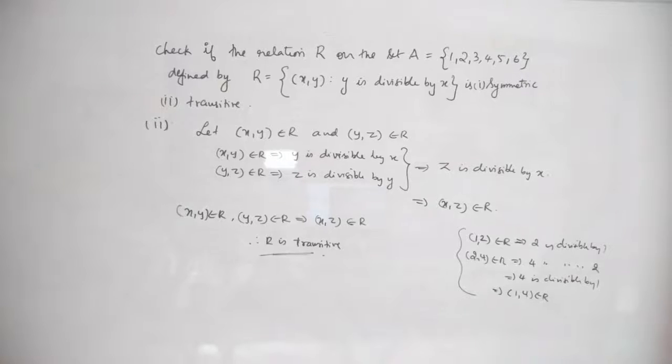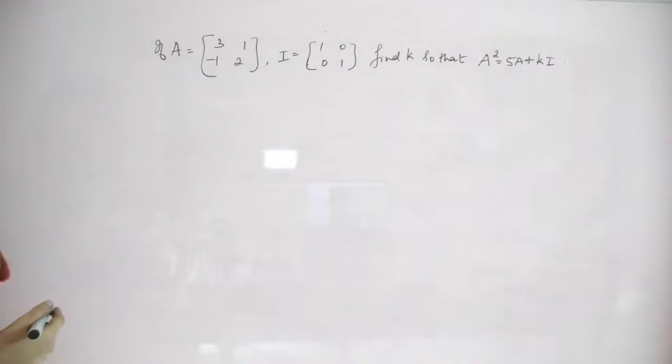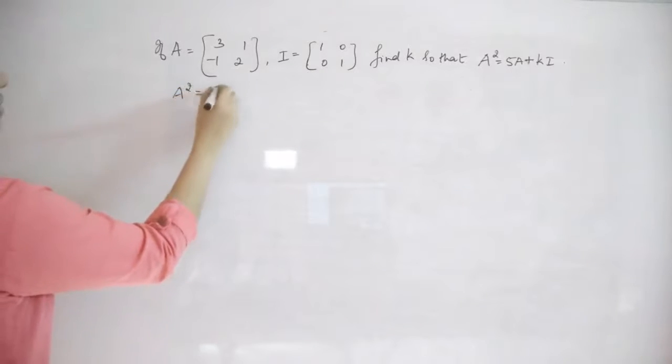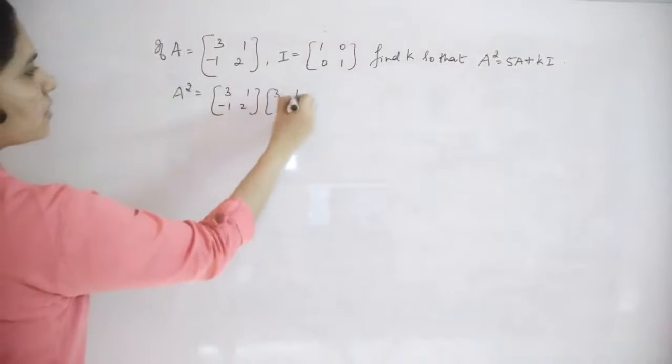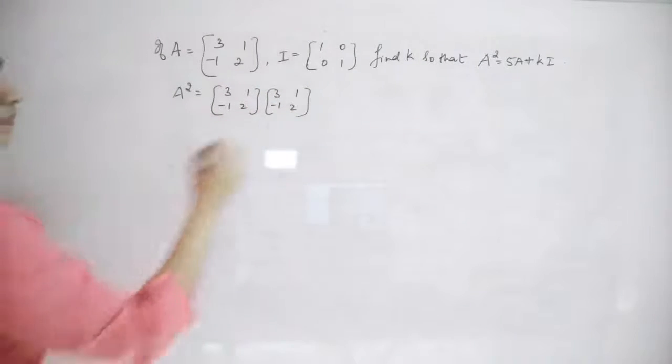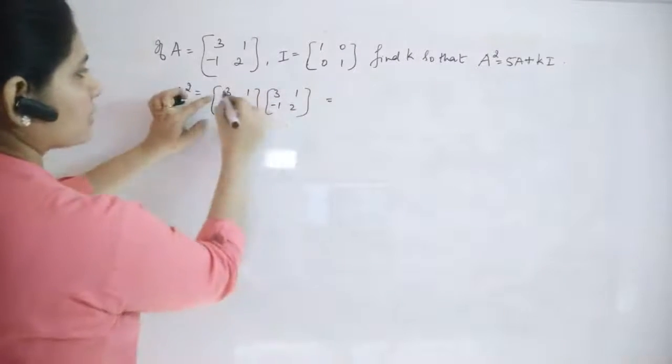Understood? A is equal to a 2 by 2 matrix, 3 1 minus 1 2, and I is 1 0 0 1. Find k so that a square is equal to 5a plus ki. So first find out what is a square. 3 1 minus 1 2 into 3 1 minus 1 2. How to multiply? Like this and this.